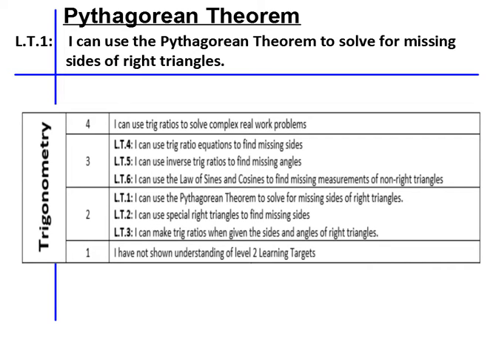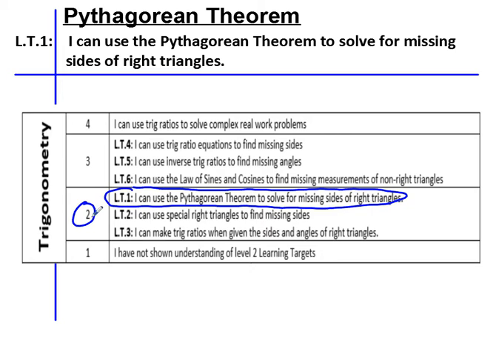This lesson is going to start our topic on trigonometry. It's going to cover learning target 1 in this topic. I can use the Pythagorean theorem to solve for missing sides in right triangles. Notice that this learning target is on our scale sitting at a level 2.